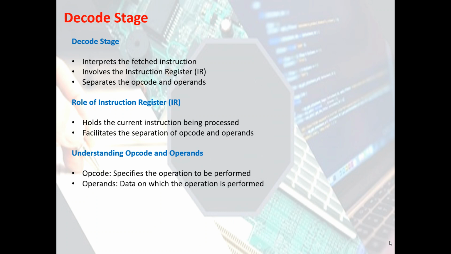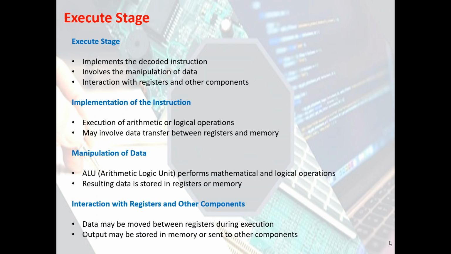It also facilitates the separation of OP code and operands. So we have to understand ano ba yung differences ng OP code at saka ng operand. Pag sinabi nating OP code, it specifies the operation to be performed, and the operands naman yung data on which the operation is performed. So yun yung difference ng dalawa. Operation yung OP code, and then the operand is the data that we are trying to execute.